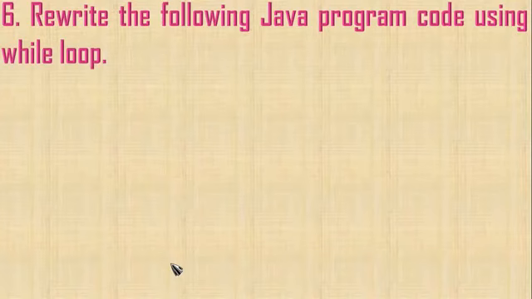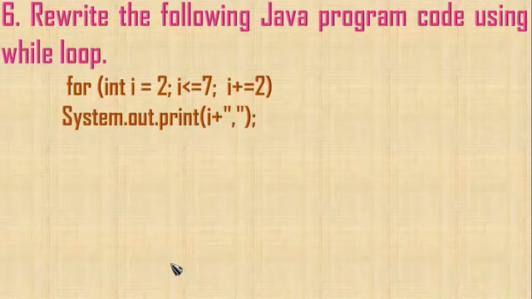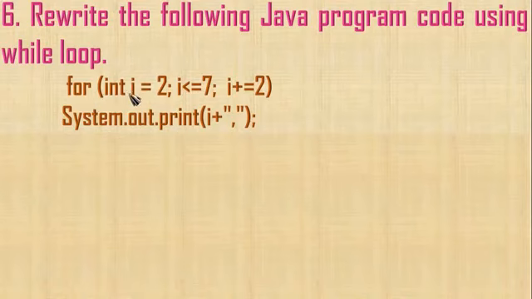Next, rewrite the following Java program code using while loop. For int i is equal to 2, i is lesser than or equal to 7, i plus equal to 2. So it is printing i and then a comma with that. So when we write a while loop, we cannot initialize the value there. We can give only the condition in the while loop, and the increment or decrement will be given inside the body of that loop. So let us initialize this before the while loop.